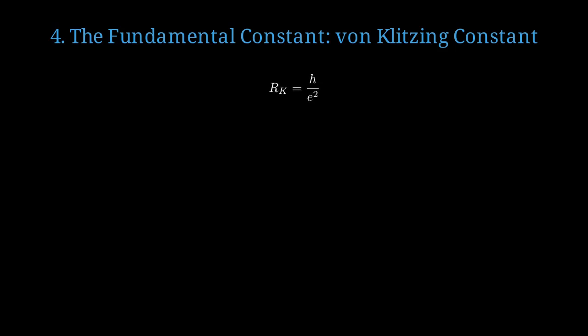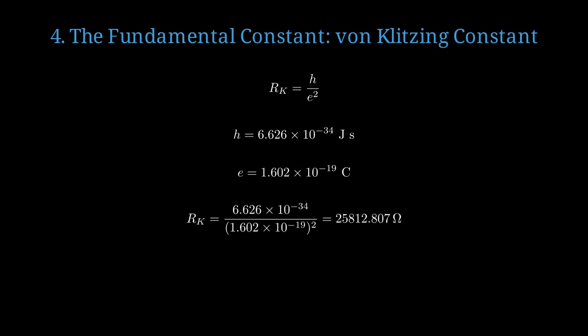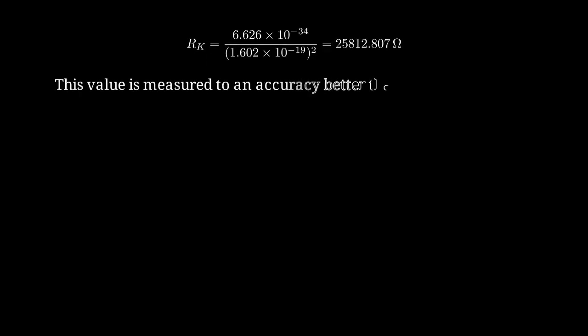The von Klitzing constant is defined as R_K equals h over e squared. Planck's constant h equals 6.626 times 10 to the minus 34 joule seconds. The elementary charge e equals 1.602 times 10 to the minus 19 coulombs. Calculating, R_K equals 6.626 times 10 to the minus 34, divided by 1.602 times 10 to the minus 19 squared, which gives 25,812.807 ohms. Remarkably, this value has been measured to an accuracy better than 1 part in 10 billion, making it one of the most precisely known physical constants.